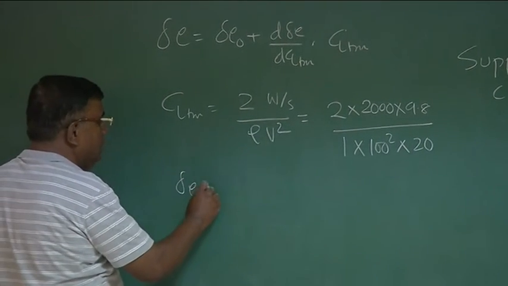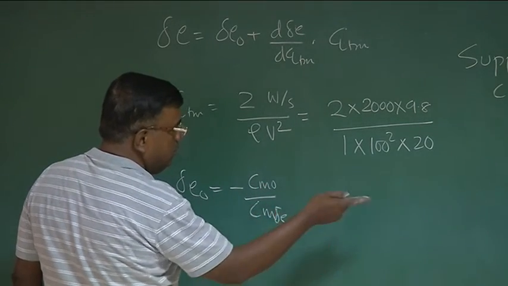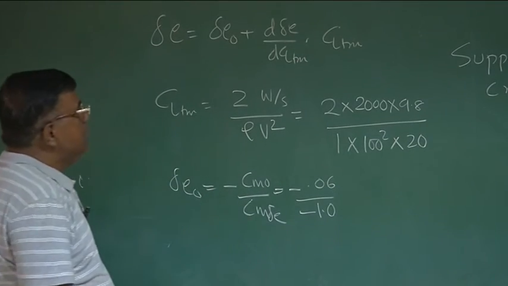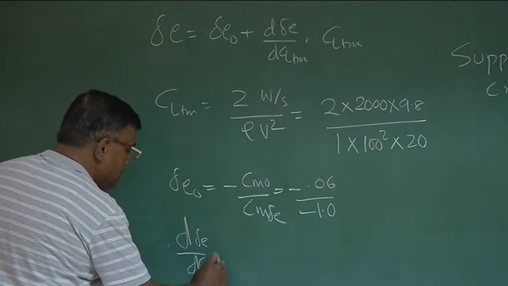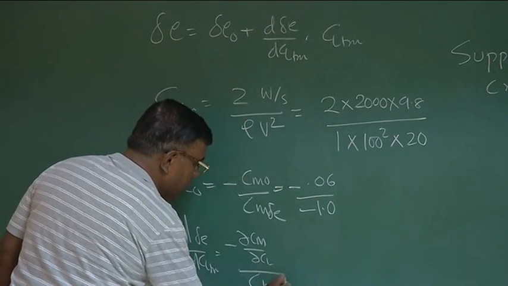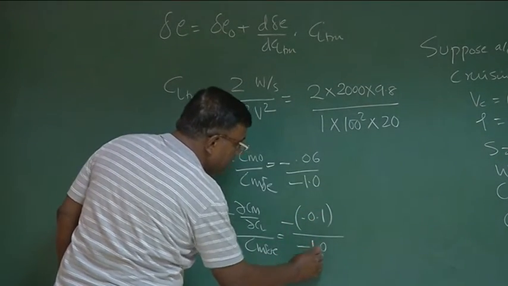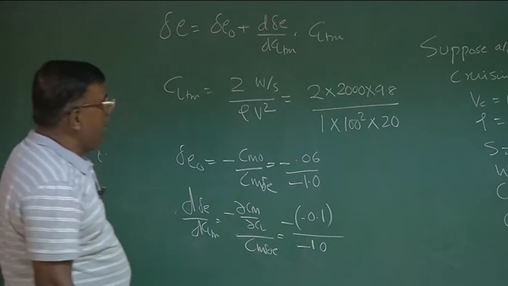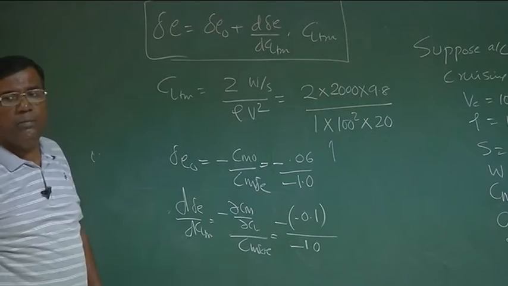Delta E naught I will find out by minus Cm naught by Cm delta E. So values are given: minus 0.06 by minus 1.0. Then d delta E by dCl trim is minus dCm by dCl by Cm delta E. Again you know this: minus 0.1 divided by minus 1.0. So you will get d delta E by dCl trim, and Cl trim you have found from here. Plug in here and get the answer. They are simple as that.